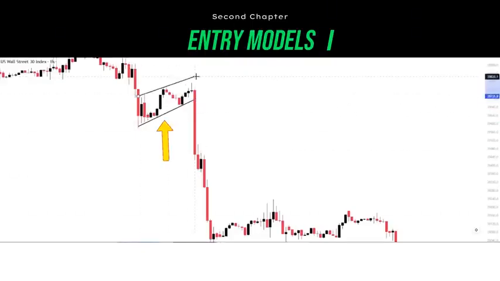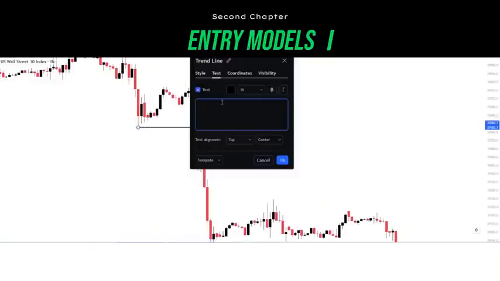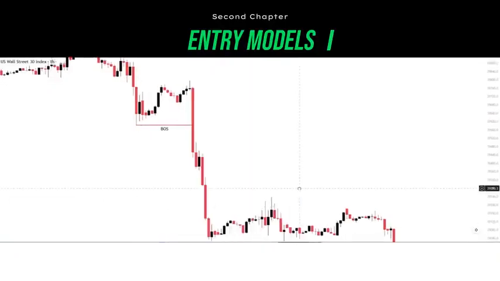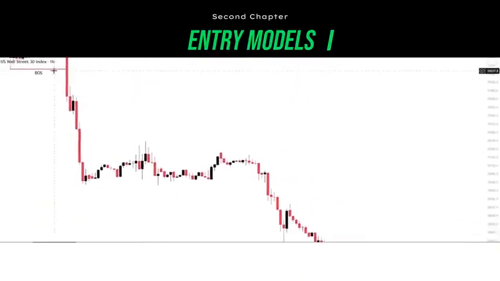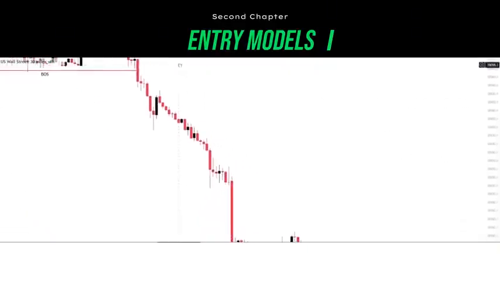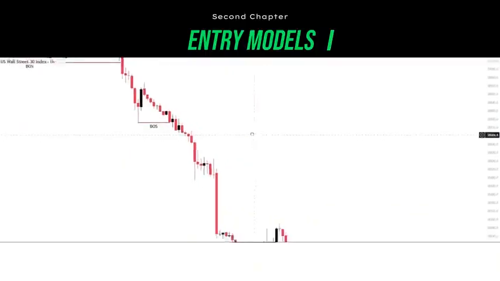Right here, for example, we got an ascending trend line with liquidity resting below that, shortly after got taken by breaking the trend line to the downside. The downtrend is easily identified by the bearish breaks of structure. We got one right here, then another one, another break of structure, and one more.